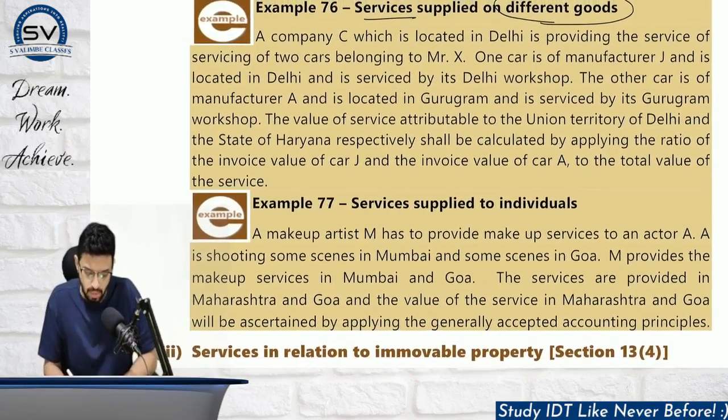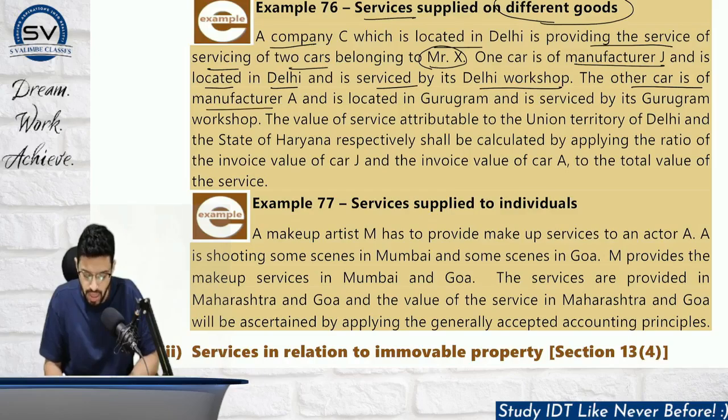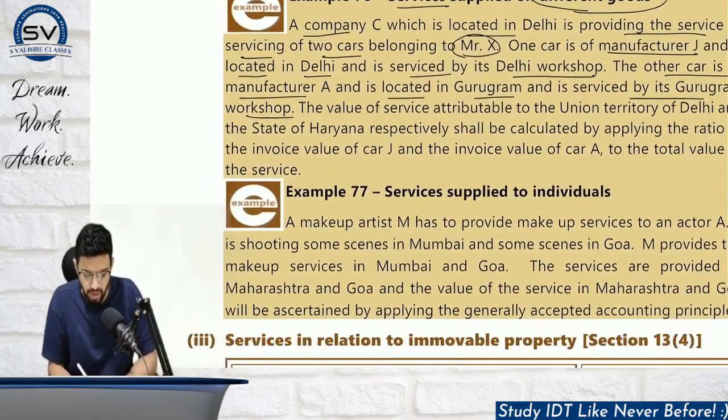See this. A company C located in Delhi is providing the service of servicing 2 cars belonging to one person, Mr. X. Recipient is one, but cars are different. One is of manufacturer J, located in Delhi, serviced by Delhi workshop. Other car is of manufacturer A, located in Gurugram, serviced by Gurugram workshop. So one amount is being charged, let's say 5 lakh rupees. Supplier is 1, recipient is 1, cars are 2, and one is happening in Haryana state, one is happening in Delhi state. Now how to divide this 5 lakh? You have to use the invoice value of cars.